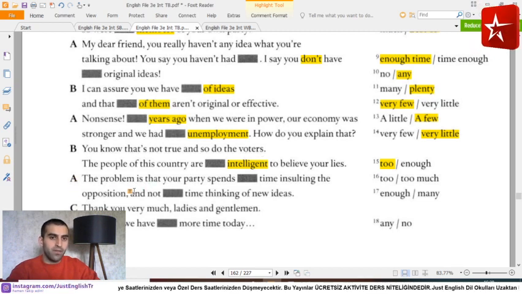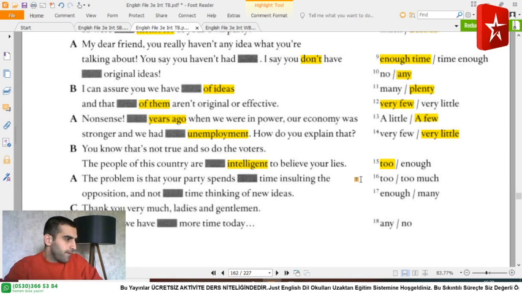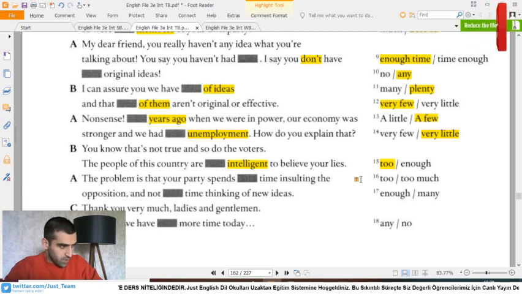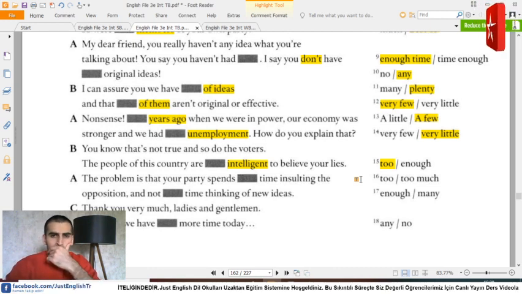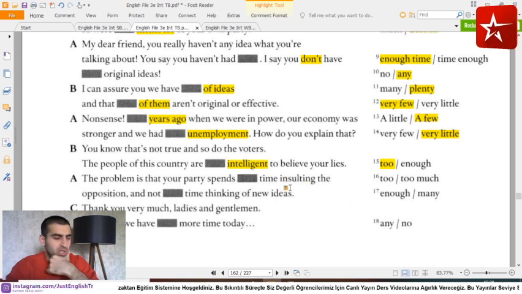The problem is that your party spends too much time or too time insulting the opposition. Irina says it's too. Now it was the previous question's answer. Mr. Mustafa says too. Irina says too much. Which one is correct? Too time or too much time?